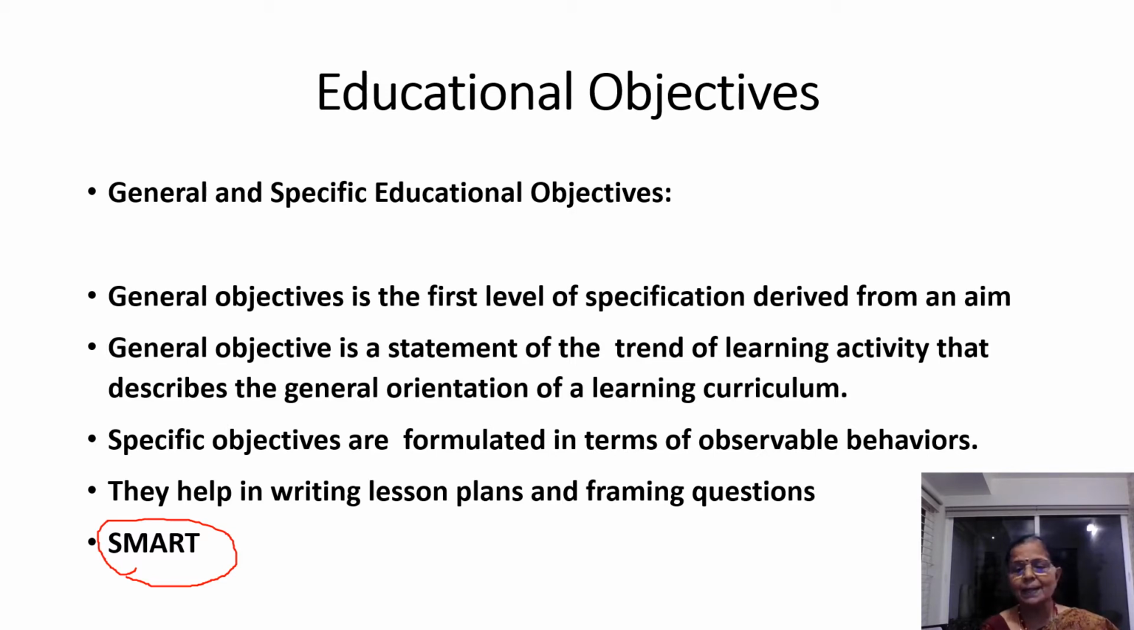And A for attainable or achievable. So it should be realistic. You cannot give any educational objective which is unrealistic. They should be rooted on the ground. For example, suppose I tell you to write 10 essays in 1 hour. Is it possible? It is not possible. It is highly unrealistic. So all your objectives should be realistic. It should be achievable and realistic.